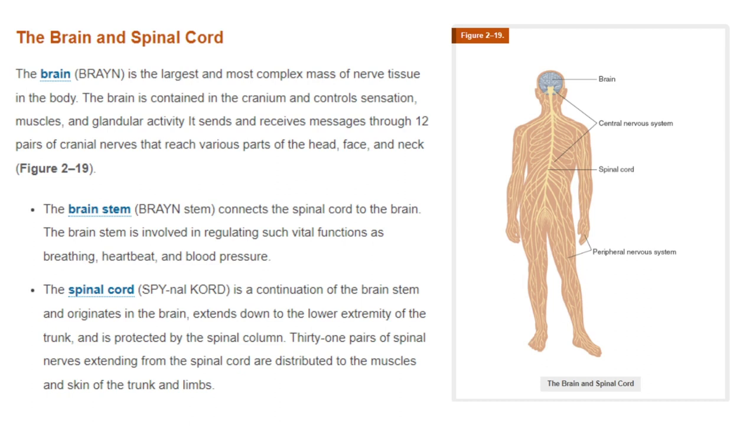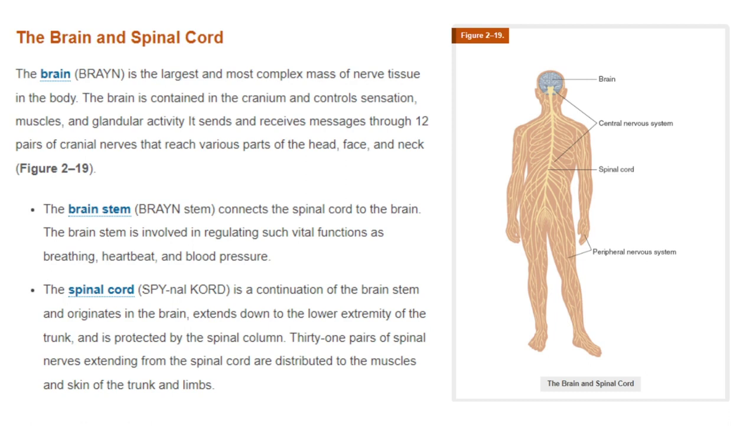The brain and spinal cord. The brain is the largest and most complex mass of nerve tissue in the body. The brain is contained in the cranium and controls sensation, muscles, and glandular activity. It sends and receives messages through 12 pairs of cranial nerves that reach various parts of the head, face, and neck, Figure 2:19. The brainstem connects the spinal cord to the brain. The brainstem is involved in regulating such vital functions as breathing, heartbeat, and blood pressure.